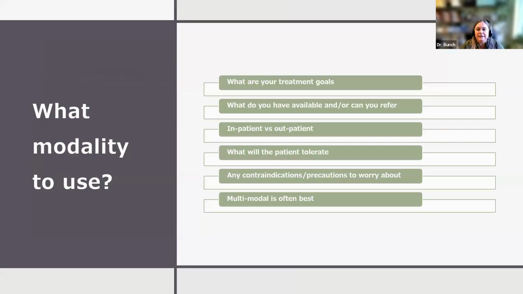So when we're deciding what modality or therapy we are going to use, what tool in our toolbox do we want to pick for our patient? We have a couple things we need to consider, right? So what are your treatment goals, right?